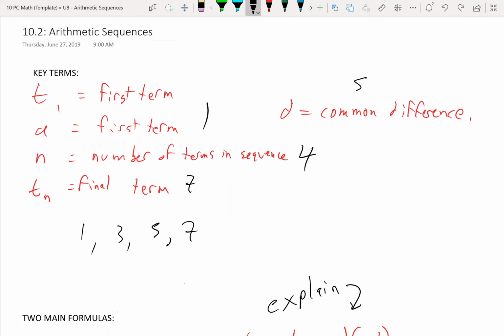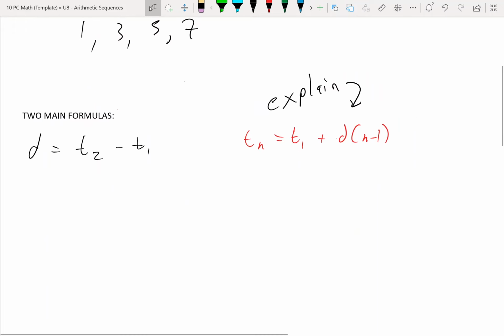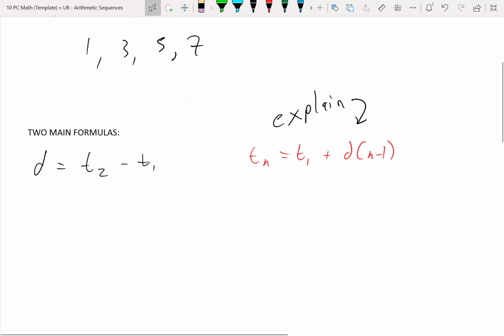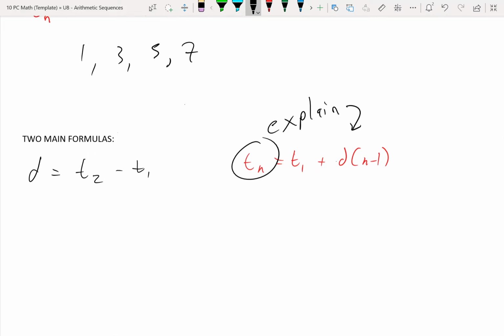And then D is a new word we haven't talked about. It's the common difference. It's slope. It's how much the numbers are increasing by every time. As I go from here to here, it's going by +2. That means the common difference, or D, would be 2. So there are 2 formulas we need to work with for basically every single question: find the difference and find the last number.